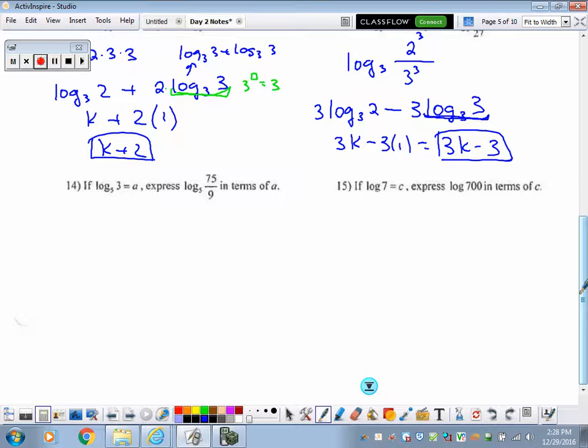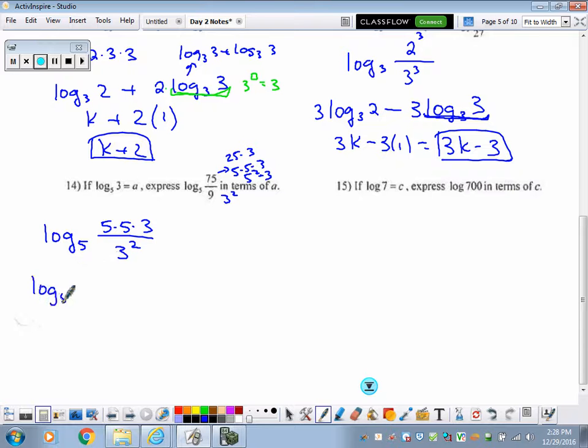Last two on this page, number 14: log base 5 of 3 is equal to a. We're going to simplify log base 5 of 75 over 9 in terms of a. 75 and 9, so 75, what are the primes of 75? We know it's going to be 25 times 3. We can either write 5 times 3, or we could do 5 squared times 3. 9, we could do either 3 times 3, or we can do 3 squared. So log base 5 of 5 times 3 over 3 squared, or we can do 3 times 3. And then we're going to expand that.